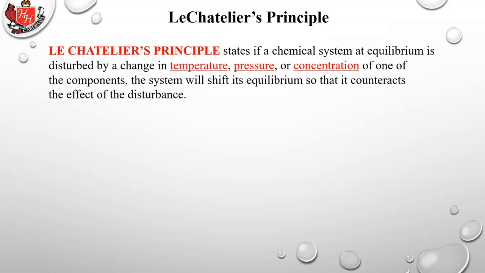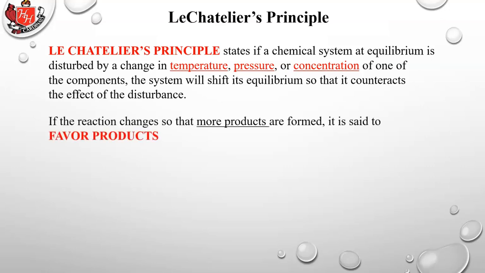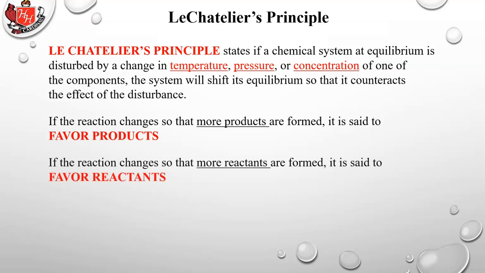In other words, equilibrium is the happy place for that reaction. If you suddenly change something about it, the temperature, pressure, concentration, you throw it out of equilibrium, so it wants to move in the direction to take itself back into equilibrium. So let's see some examples of that. If the reaction changes so that more products are formed, it is said to favor products. If the reaction changes so that more reactants are formed, it is said to favor reactants.